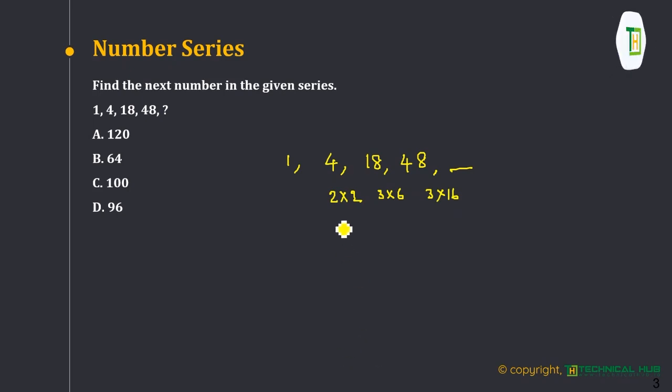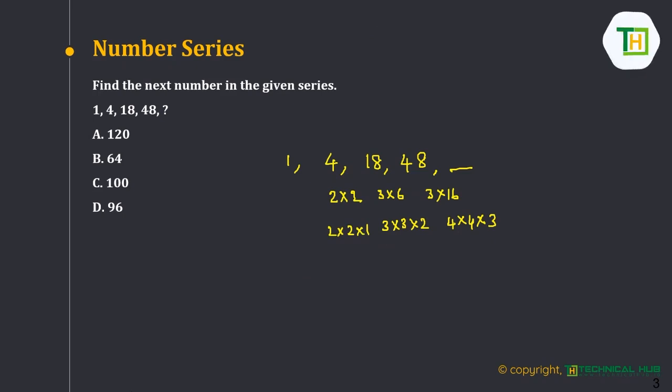Let me try to write it like this. I can write 16 as 4 into 4 into 3. So that means 3 into 3 into 2, and 4 into 4 into 3. That means 4 square into the previous number, that is 3. 3 square into the previous number, that is 2. Here also I can write it as 2 square, that is 2 into 2, into the previous number, 2 into 2 into 1.